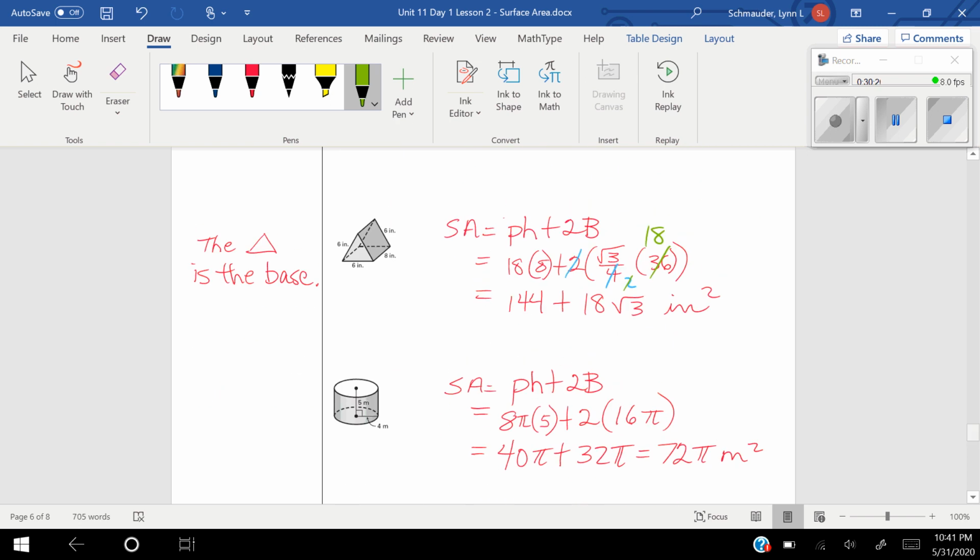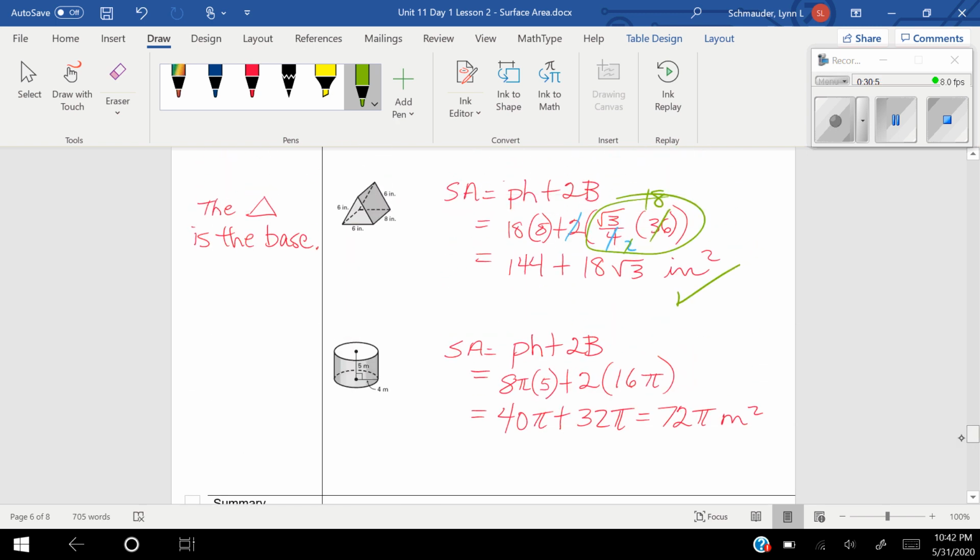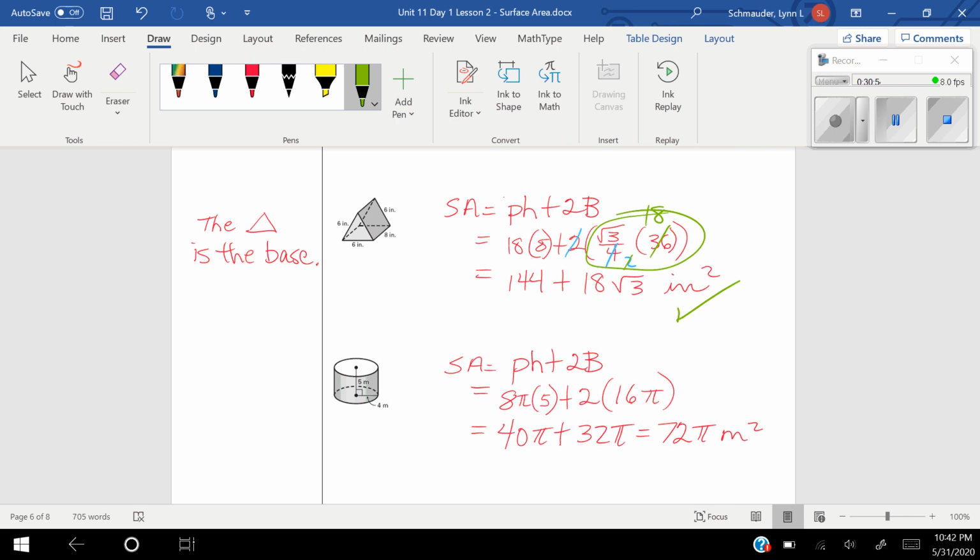Then we have a triangular prism. How do I know the triangles are the bases? Because remember, there are two parallel bases in every prism, and that's what the parallel polygons are, the triangles. So plugged into the formula. Oh, I knew the triangles were equilateral, so I used that formula again and got this for my answer. And then finally, I had a cylinder, and I know I got to add the lateral area to the base areas, and I came up with 72 pi square meters.